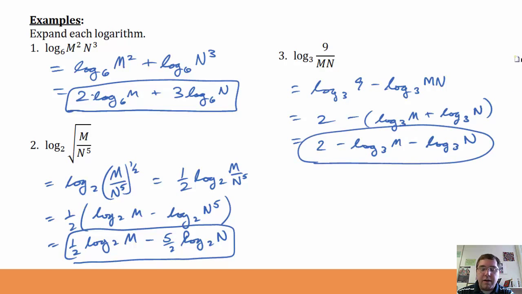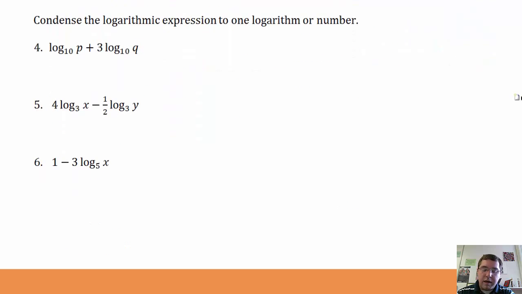Okay, so that's expanding logs. But we can go backwards. We can condense logs down to a number or a single logarithm. So number 4, log base 10 of p plus 3 times the log base 10 of q. The first thing we'll do when condensing logs is take care of those numbers in front by pulling them inside as a power. So the log base 10 of p will stay, plus, and I'll bring that 3 inside as q to the third power. Log base 10 of q to the third power.